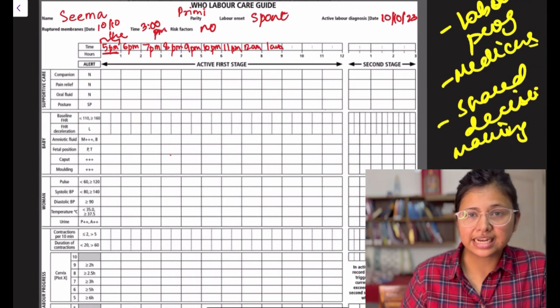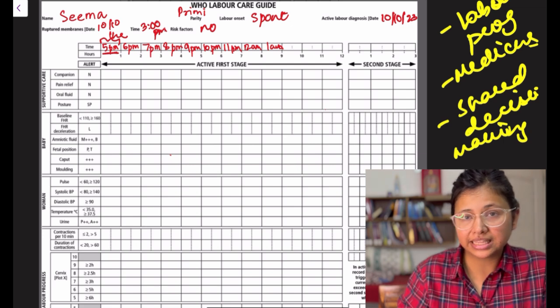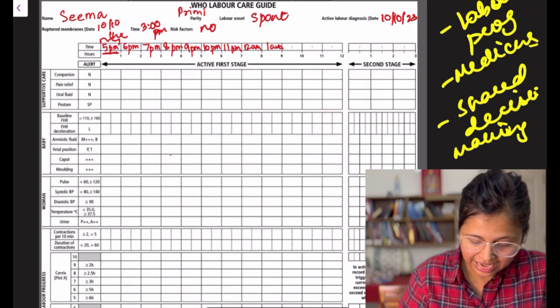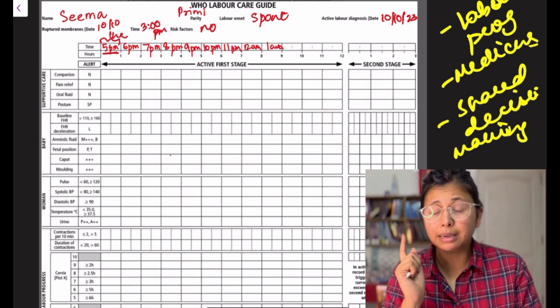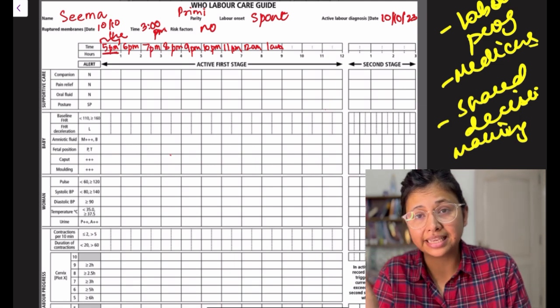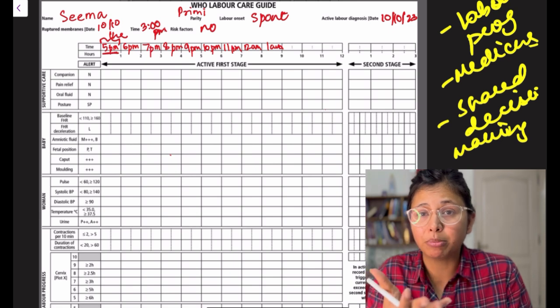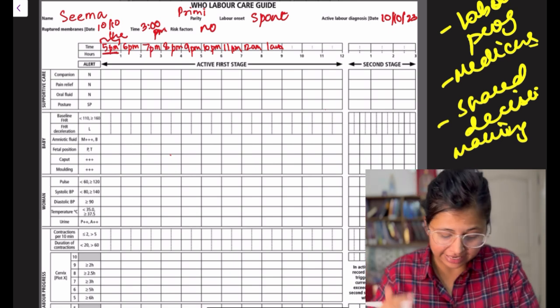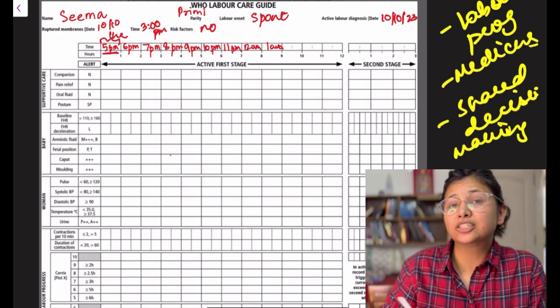Now coming to the second section. So the first section is done. Coming to the second section, which is supportive care, which has basically been a new thing that has been added in this. So we have 4 things over here. One is companion. Companion is actually the most important thing that has been added by WHO as a part of respectful maternity care and the new labor care guideline.